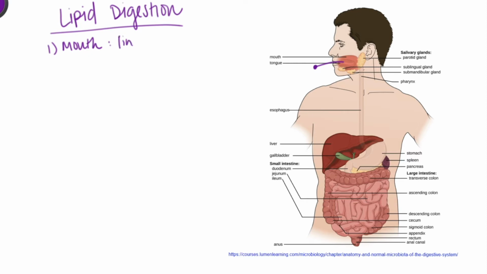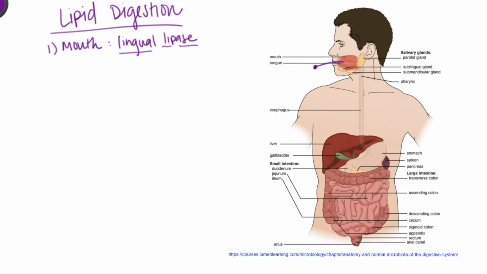There's a very small amount of enzymatic breakdown that's going to happen in the mouth, and that's going to happen from lingual lipase. So lingual, meaning it comes from the mouth and the tongue. And then lipase, this lip part, going to say something related to lipids, and the ase part, as you're probably familiar with, is indicating that it is an enzyme.